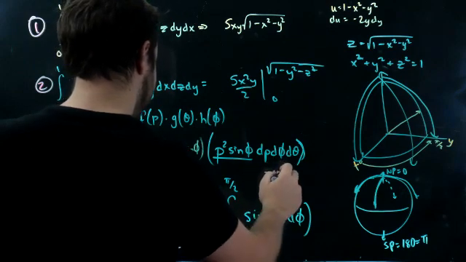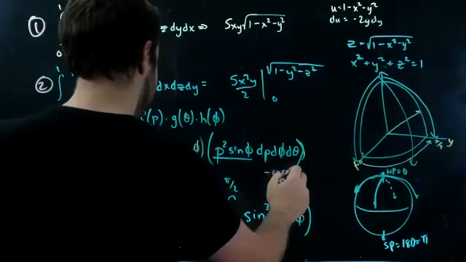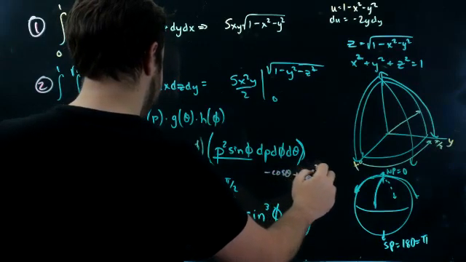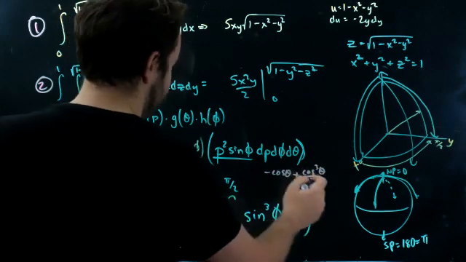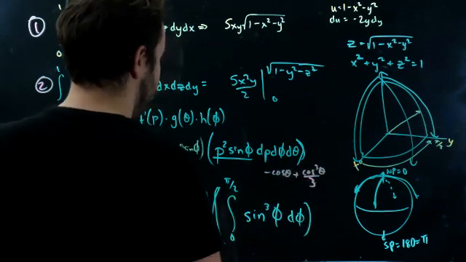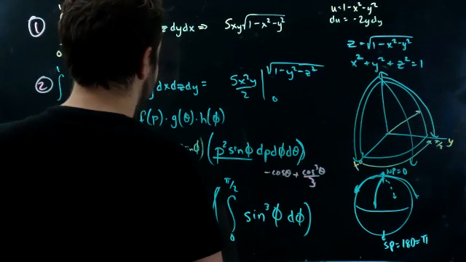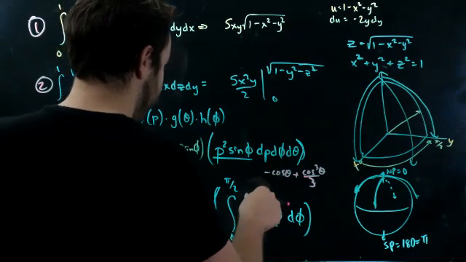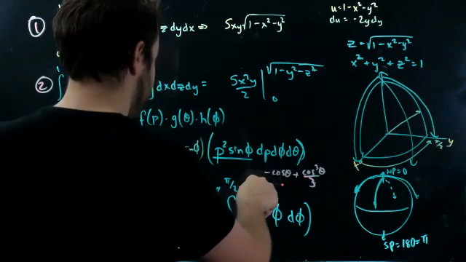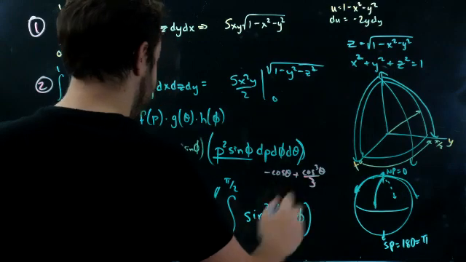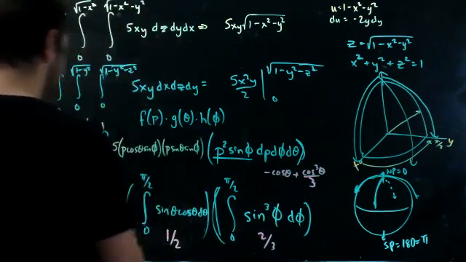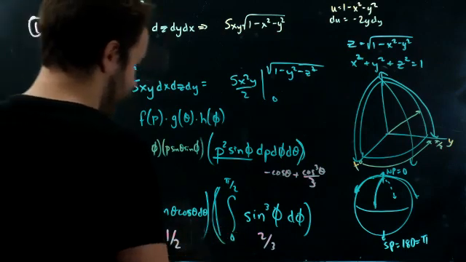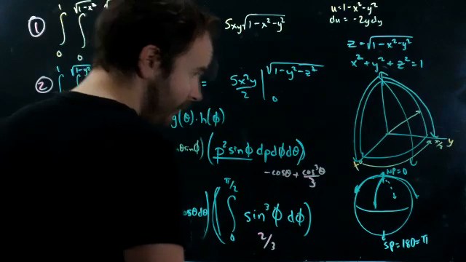Negative cosine theta plus cosine cubed theta over 3. So it's going to be -1. I think that's right. Okay. And then if I plug in 0, I get -1 plus 1/3, which is -2/3, but it's 2/3. So when you do all this integration, you get 1/2 times 1/5, which is 1/10, times 2/3, which is 1/15.